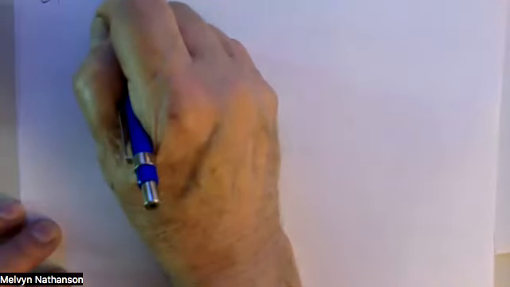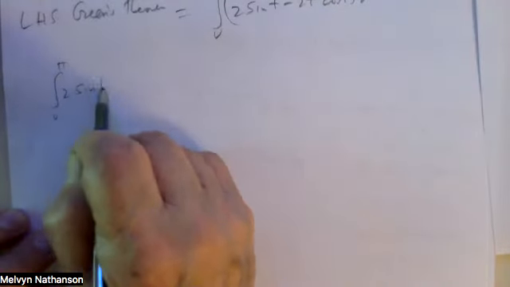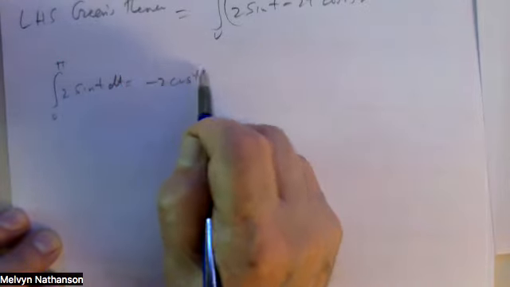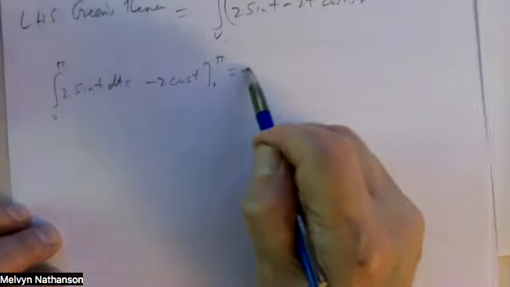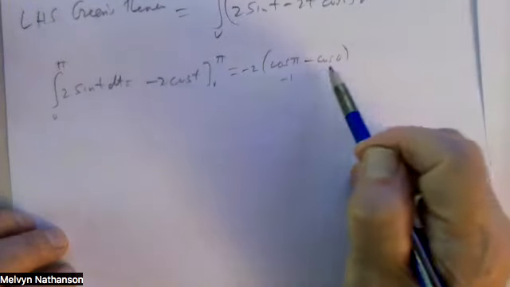So the left-hand side of Green's theorem is the integral from 0 to pi of 2 sine t minus 2t cosine t dt. So this is 2 integrals. The integral from 0 to pi of 2 sine t dt is minus 2 cosine t evaluated from 0 to pi. That's minus 2 times cosine pi minus cosine 0. This is minus 1 minus 1.